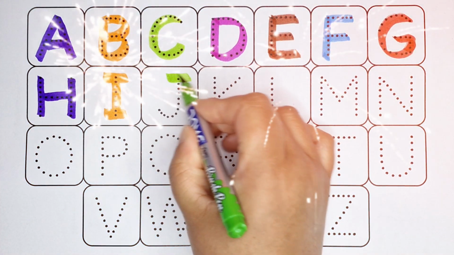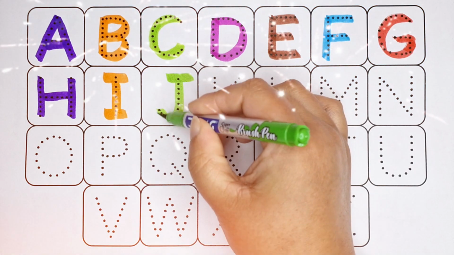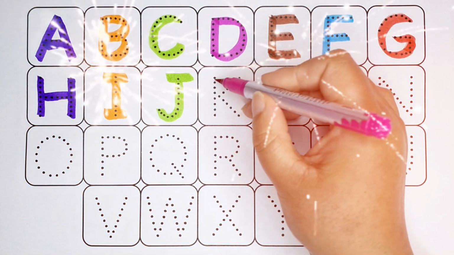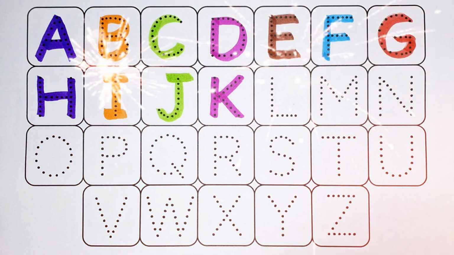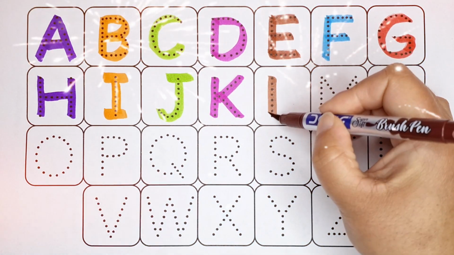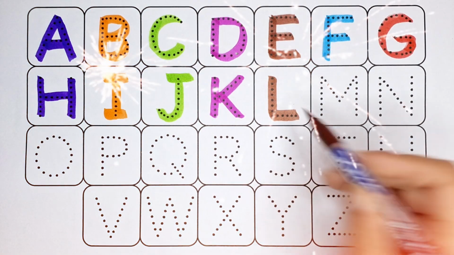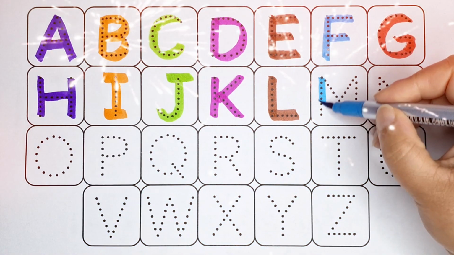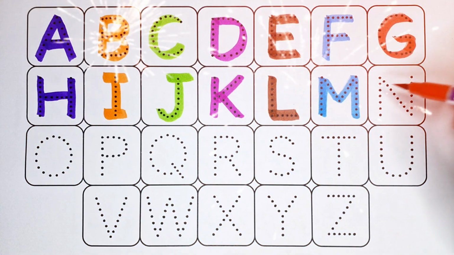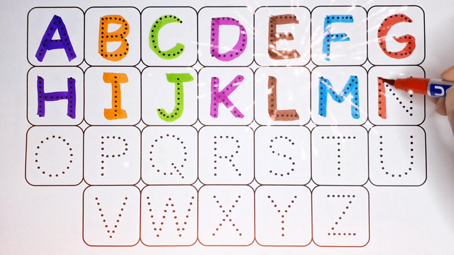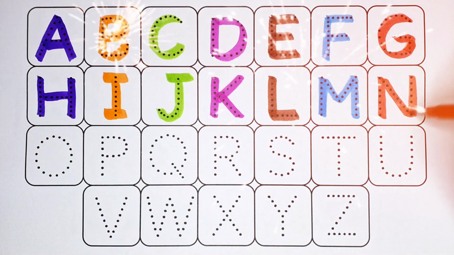Green color J for juice. Pink color K for king. Brown color L for leopard. Sky blue color M for money. Red color N for nest.